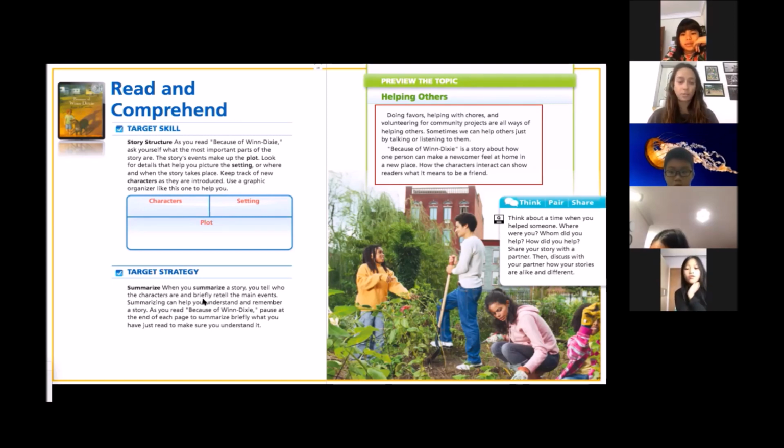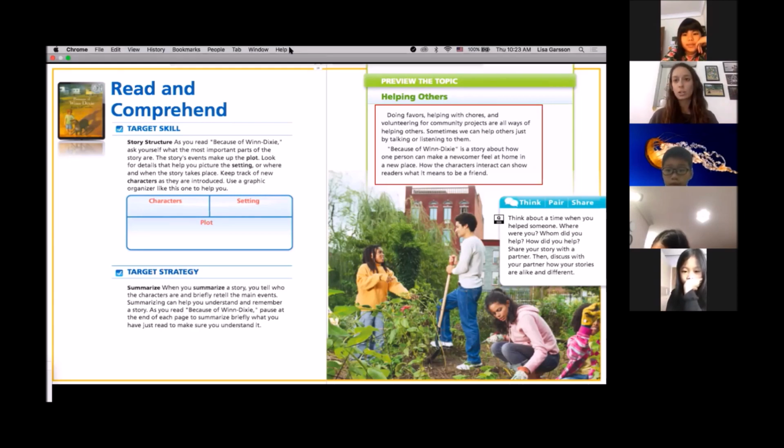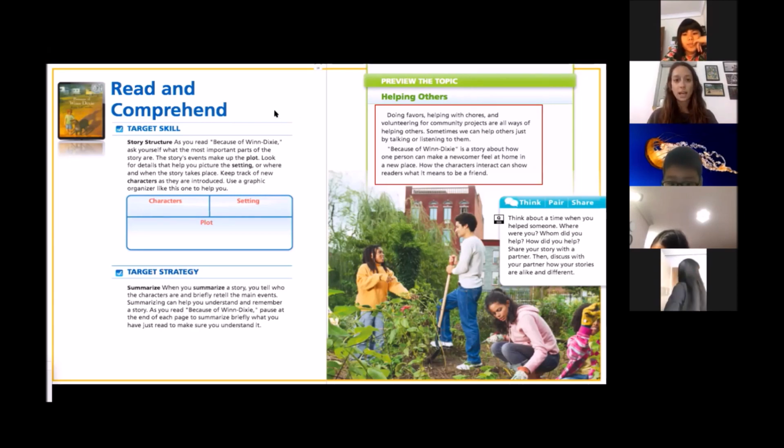Do you think it made them feel pretty good that you helped them? Yes. Yeah, probably showed them that you care about their feelings, right? You took time to help mom and dad. Yeah, good job. So helping others can be important. It can show that you care.